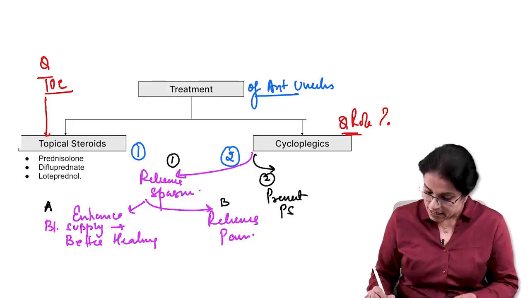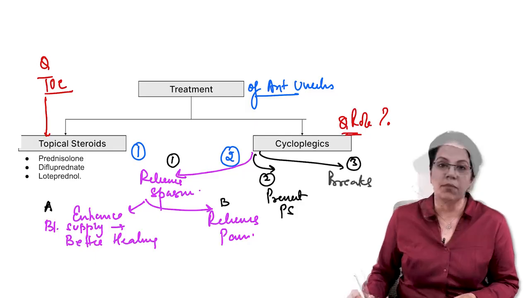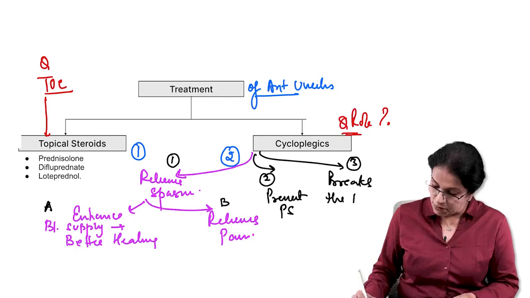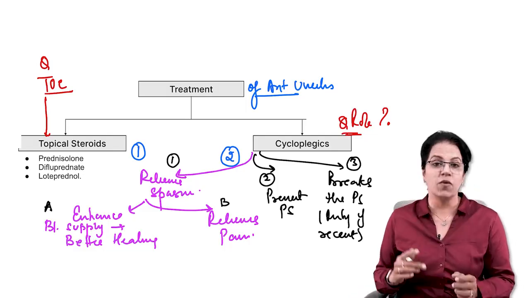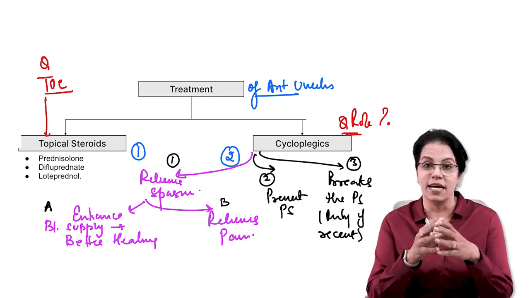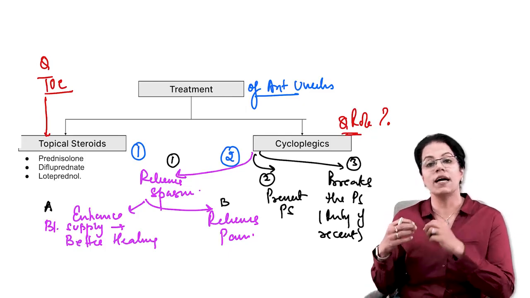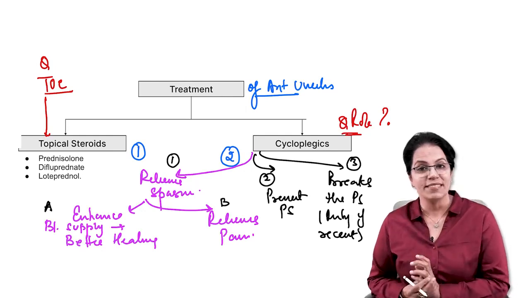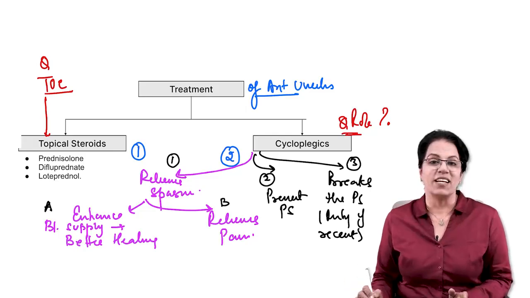What is the third thing? Third is it breaks the posterior synechia. Of course, this can only happen if a very recent synechia is formed, you can break it. Otherwise, I have seen that older synechias you will not be able to break through mydriatics, or even with atropine, you can't break them. Okay? So that was about your role of cycloplegics.